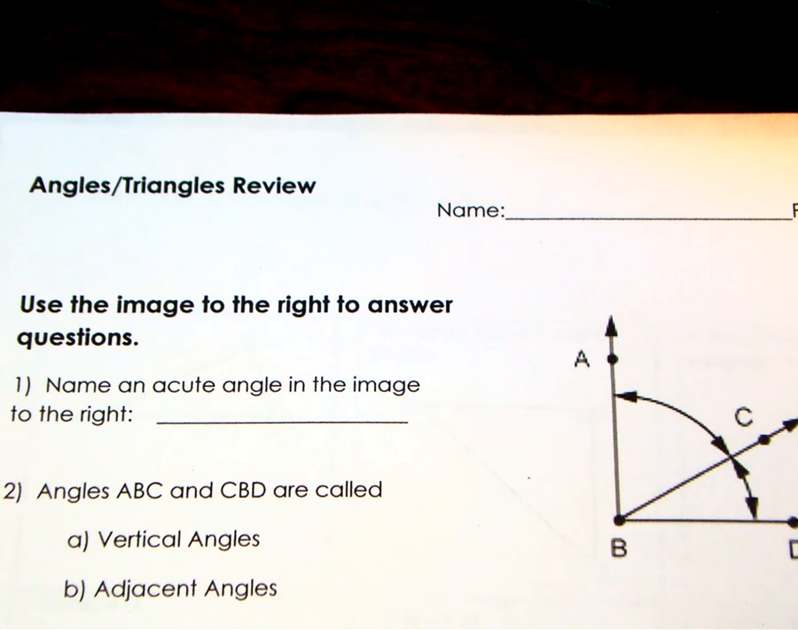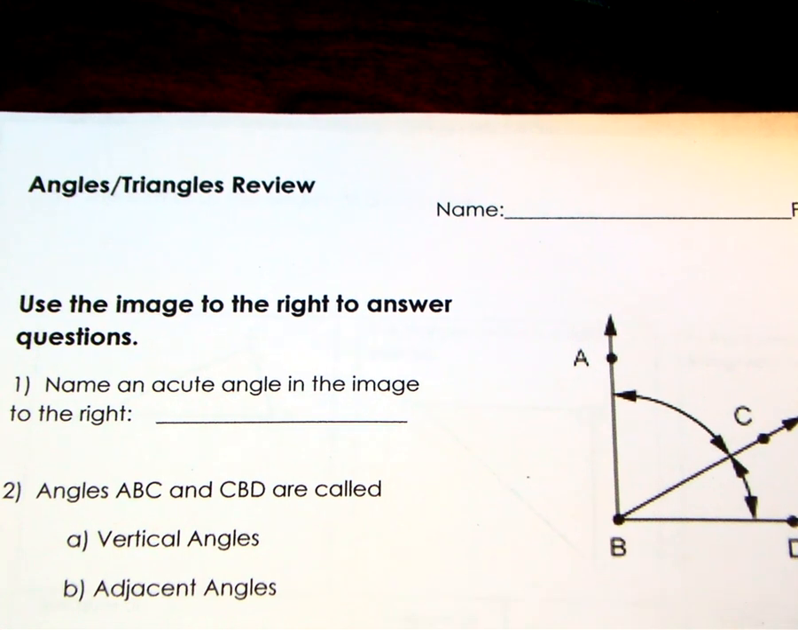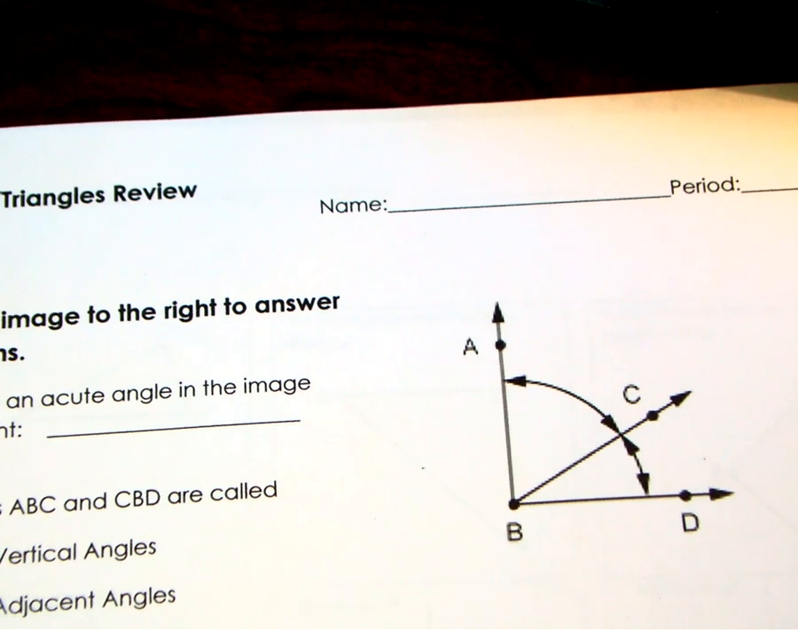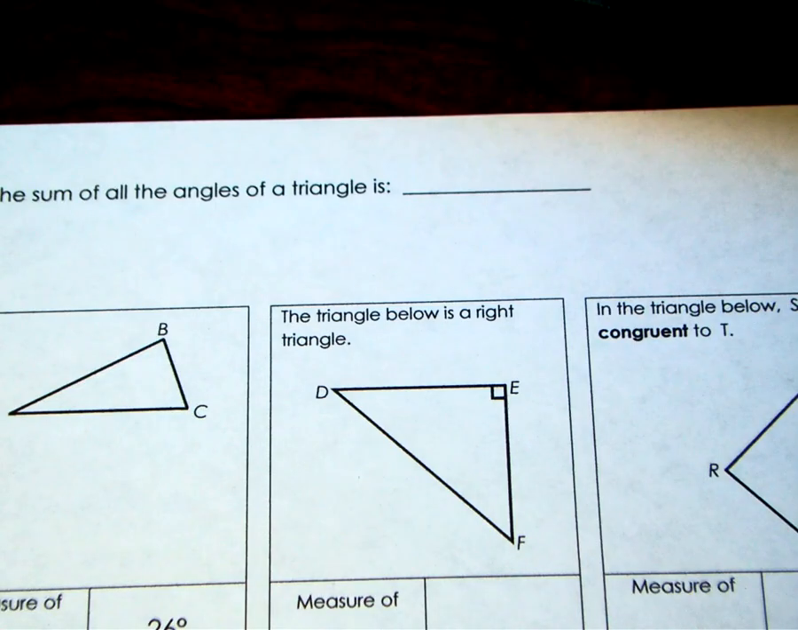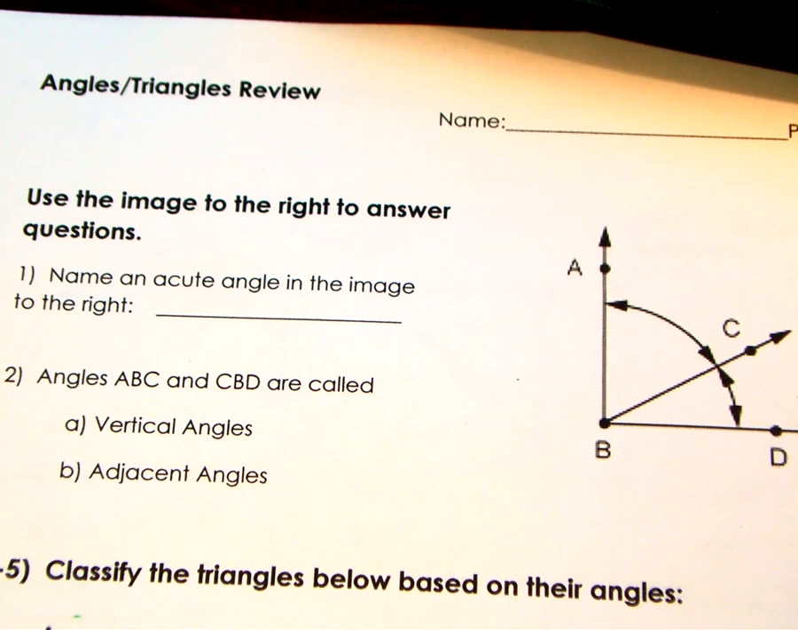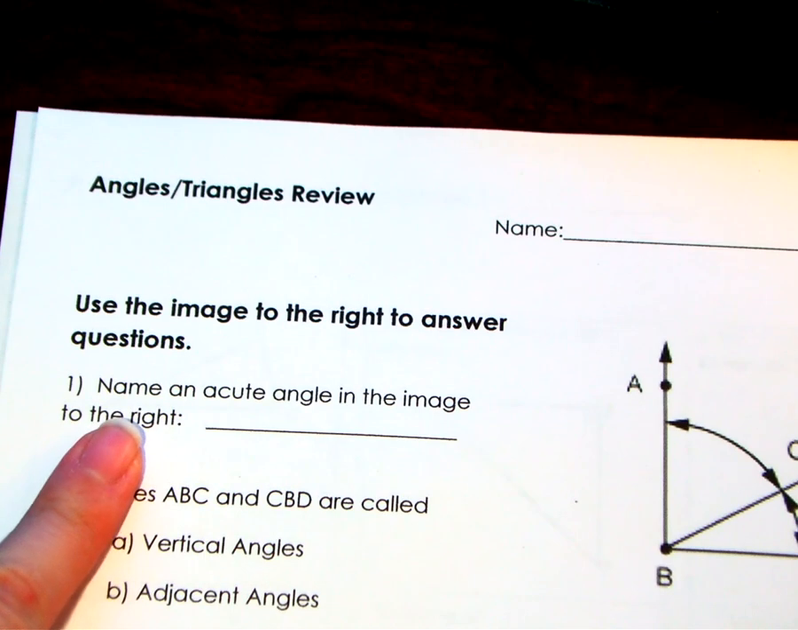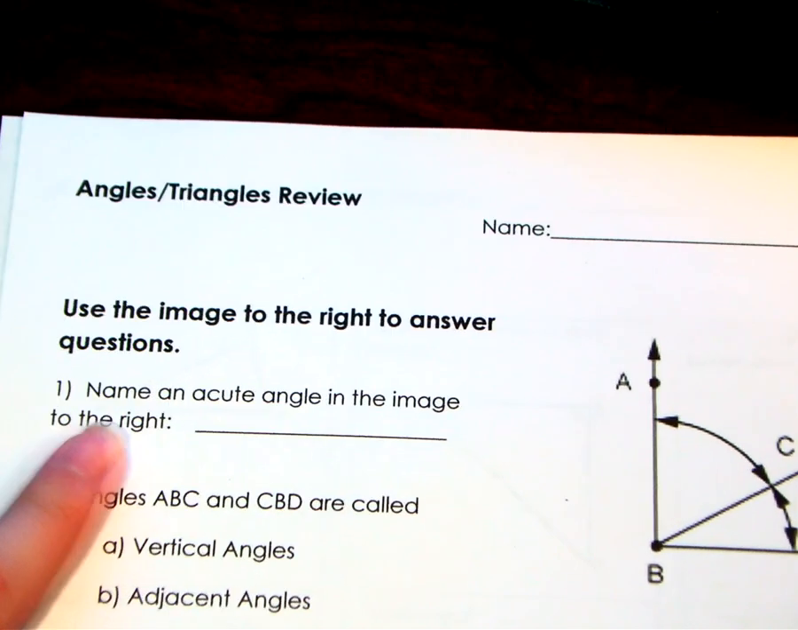Alright, so I wanted to go over the last test that you guys took. It was over angles and missing angles and triangles, classifying them, naming them, and solving for missing angles. So I'm going to go over every single question real quick, and I'm going to go over why I think some mistakes were made. Okay, so this first one: name an acute angle in the image to the right.